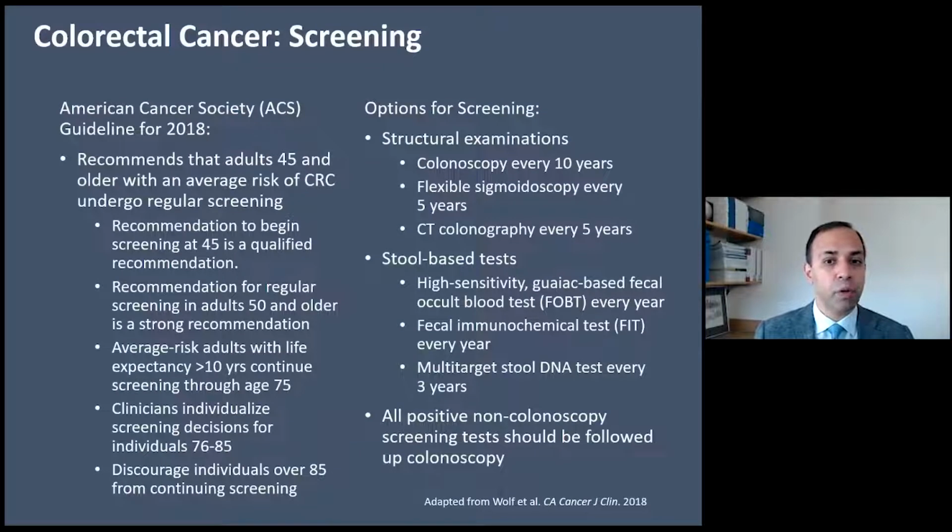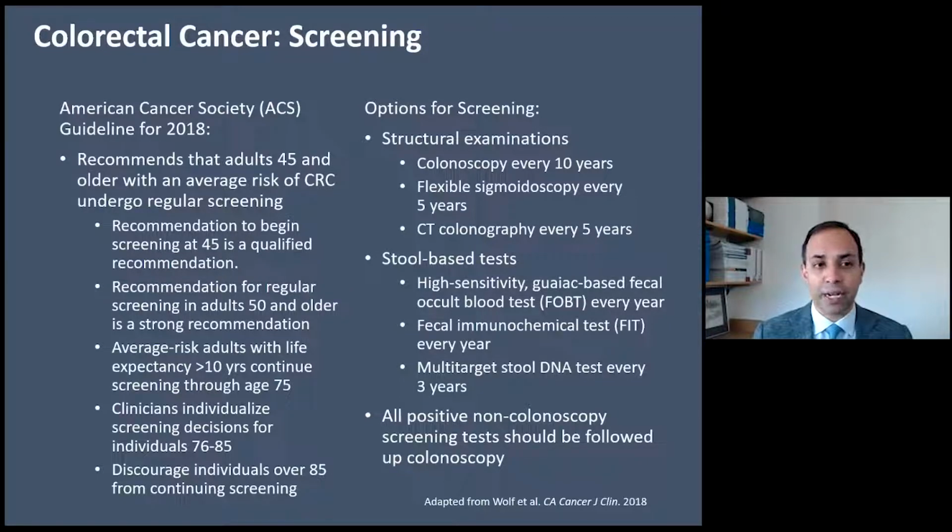Screening is the most important factor in decreasing the risk of developing colorectal cancer. While the recommendations do vary between different bodies, the strongest recommendation from all groups is for regular screening in people between ages 50 and 75 who are at average risk for developing colorectal cancer and who have a life expectancy greater than 10 years. Individual decisions must be made in patients who are older than 75, and there is likely a limited role for any screening in patients over 85.